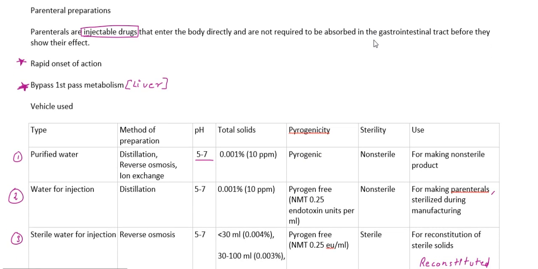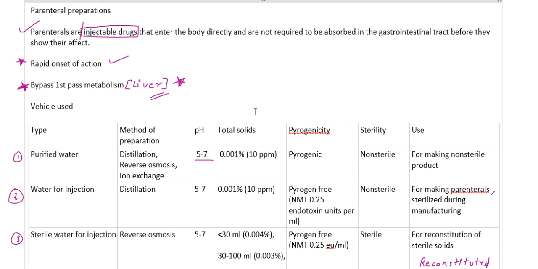We know that parenteral preparations contain various vehicles, right? We'll discuss the different vehicles used for the preparation of parenterals. The main advantage of using parenteral preparations, or injections, is that they have a rapid onset of action, and the other most important advantage is that they can bypass first pass metabolism, that is, the metabolism happening in the liver.